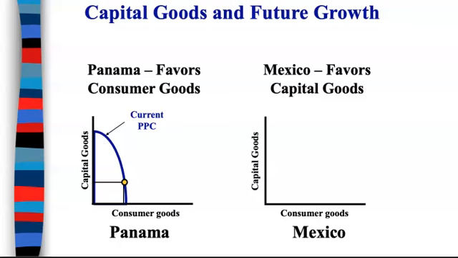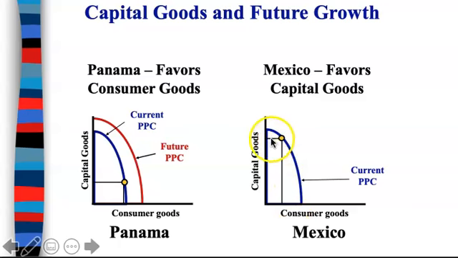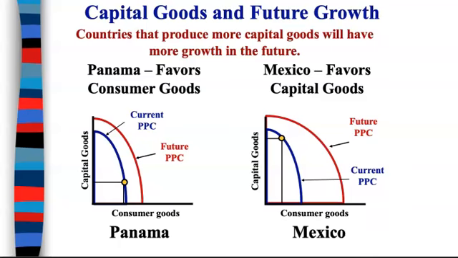Well, let's take the country of Mexico and Panama. So this is the current production possibilities curve of Panama. If they favor consumer goods, which means they're going to make more things and they're not going to make as many tools, in the future, they're going to be able to produce out here. Mexico, on the other hand, let's say this is their current PPC, and if they decide to spend more of their time working on their technology, working on their machinery, their tools, things like that, in the future, they're going to be able to produce a lot more. So, countries that produce more capital goods today will have more growth in the future.